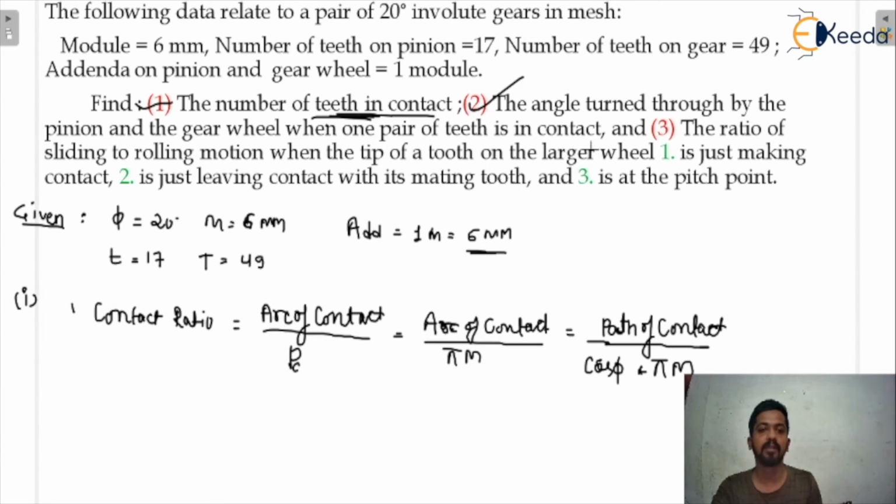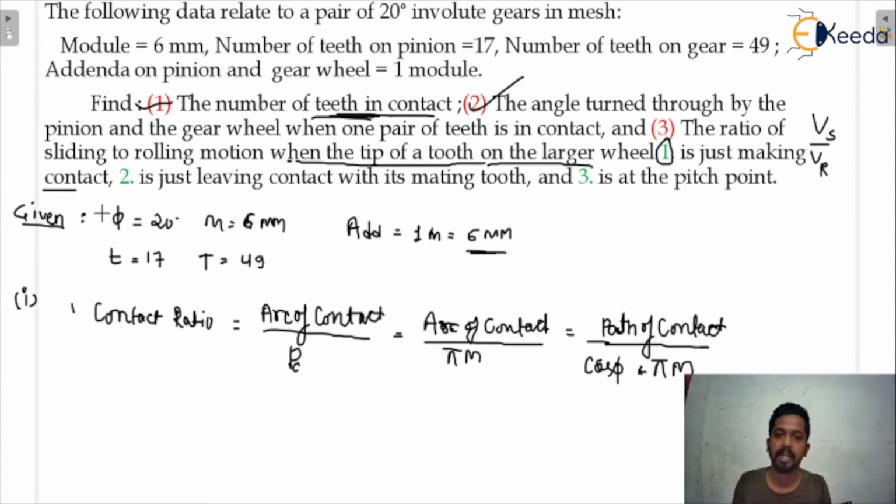This is completed. Now in the third portion, what is given? The ratio of sliding velocity, or you can say sliding motion, to the rolling motion. That is what it is asking. When the tip of the tooth on the larger wheel is just making contact, that means at the time of engagement, we have to calculate Vs upon Vr. In the second part, at the end of the engagement, we have to calculate Vs upon Vr, and at the pitch point we have to calculate Vs upon Vr.